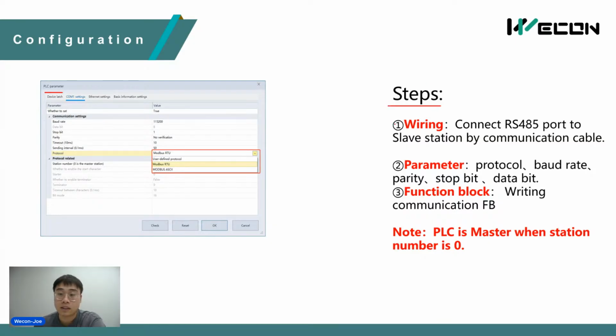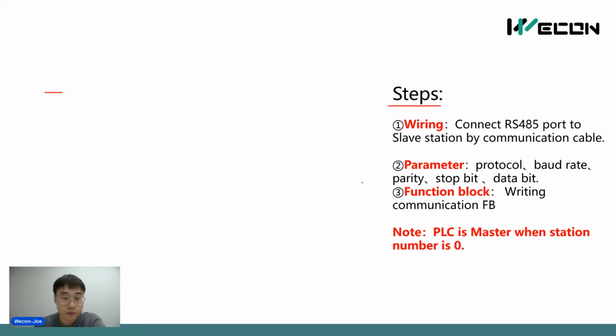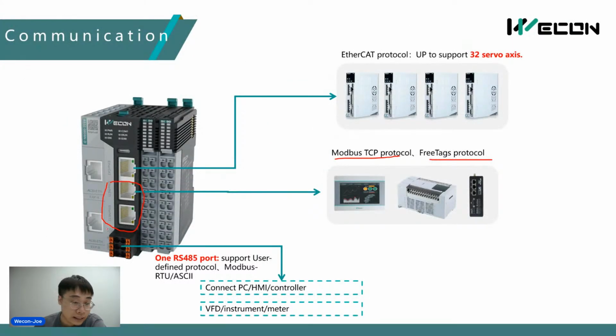Configuration steps. First, we must connect the RS485 port to the slave stations by a communication cable. We can see this COM port. There are A, positive, and B, negative. We can use the communication cable to connect the A500 PLC to the slave device.